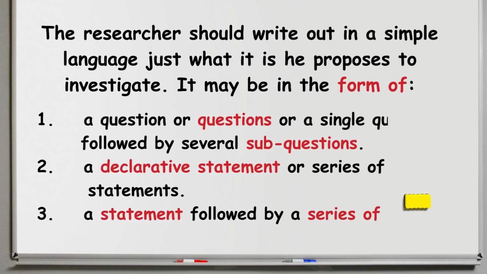The researcher should write out in simple language just what it is he proposes to investigate. It may be in the form of: 1. A question or questions, or a single question followed by several sub-questions. 2. A declarative statement or series of complete statements. 3. A statement followed by a series of questions.